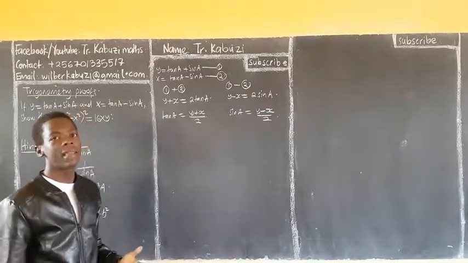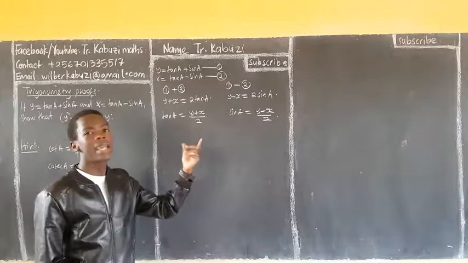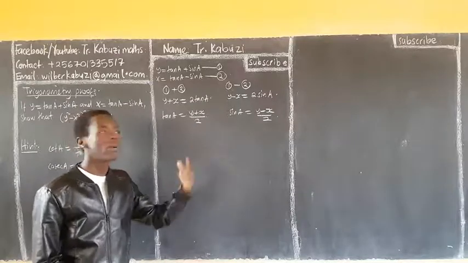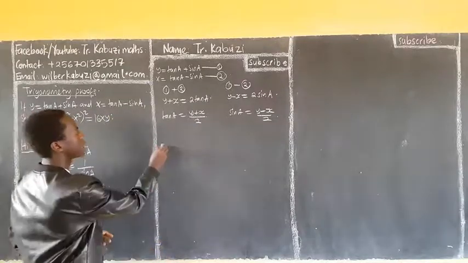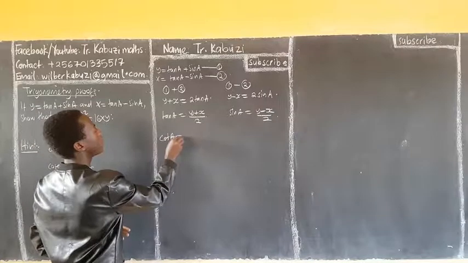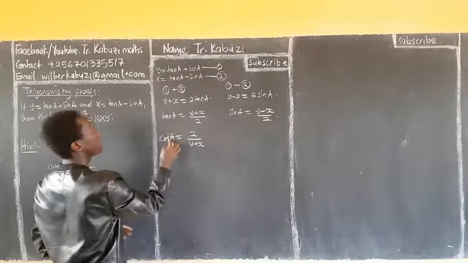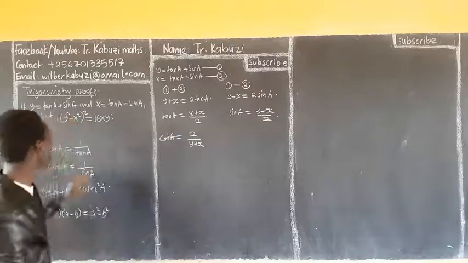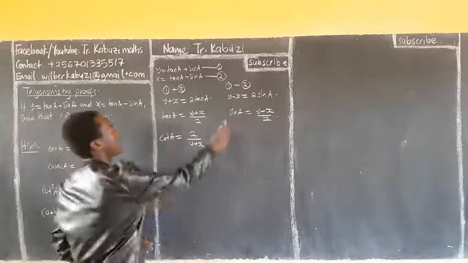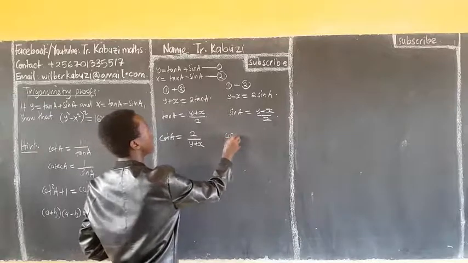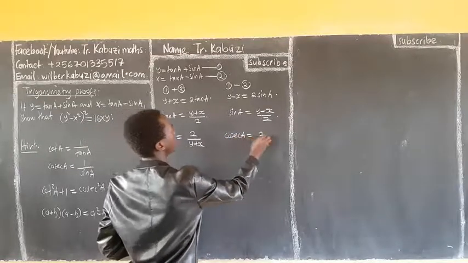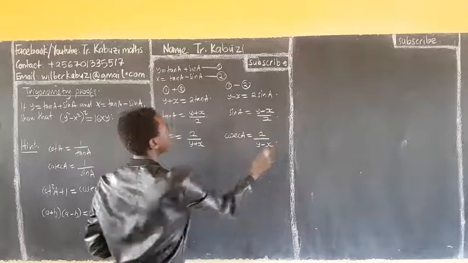So you see that for all of these, tan and sin, there's not any trig identity that is relating them, but there's a trig identity that is relating the reciprocal of these two. So from here, my cot A will be 2 over (y plus x). The reciprocal of tan gives you a cot. And also from here, if I get a reciprocal, I get cosec A will be 2 over (y minus x).